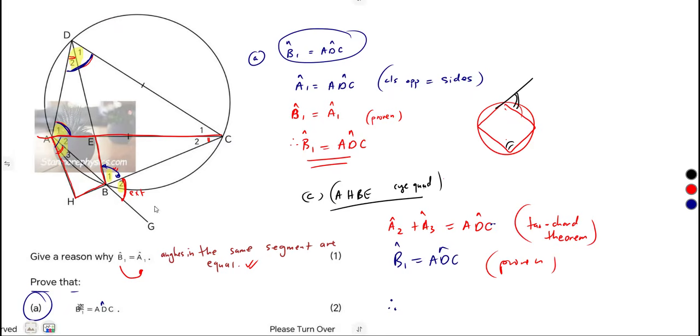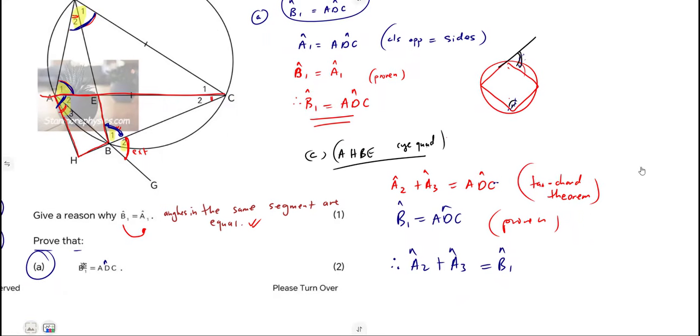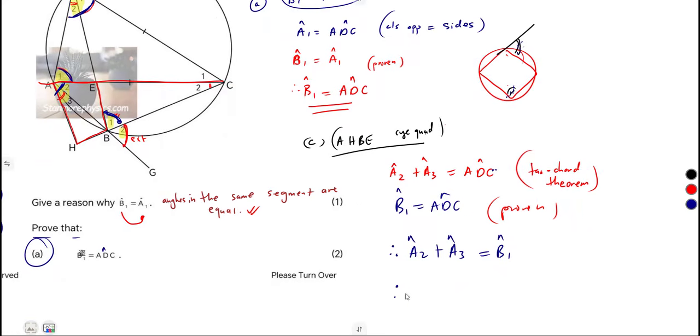So if angle B1 is equal to angle ADC, it simply tells us that the exterior, exactly B1, and the sum of these two are equal to ADC. So therefore, angle A2 plus angle A3 is equal to angle B1. If these two angles are equal, angle A2 plus A3 and angle B1, we are talking about the converse of the exterior angle of a cyclic quad. So this is the converse. So therefore, guys, it's a cyclic quad.